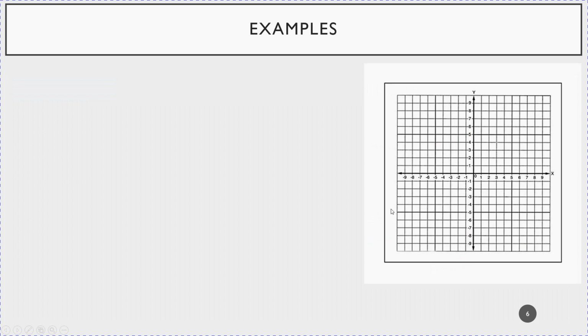So let me show you this one. Consider this function, why this works.